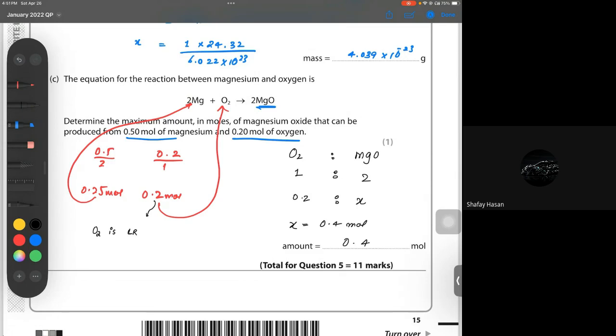Before going further, you have to identify the limiting reactant, or you cannot proceed with this question. How can I recognize that this question is related to the limiting reactant? You would be provided two values on the reactant side. Generally in mole questions they give only one value, but in this question they have given the moles of magnesium as well as the moles of oxygen, which shows that this question is related to the limiting reactant.